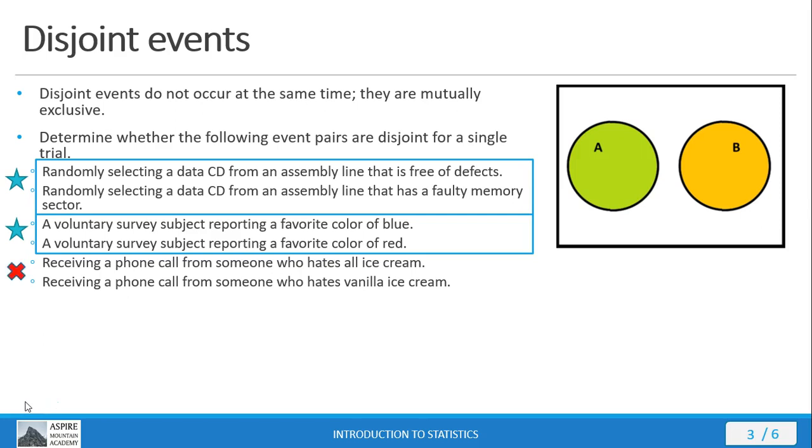Well, I hope you said no. These events are not disjoint because there's some overlap. If you hate all ice cream, then you're going to hate vanilla ice cream. So there's an area of overlap here, and because of that overlap, they could occur at the same time, and that means that these events are not disjoint.